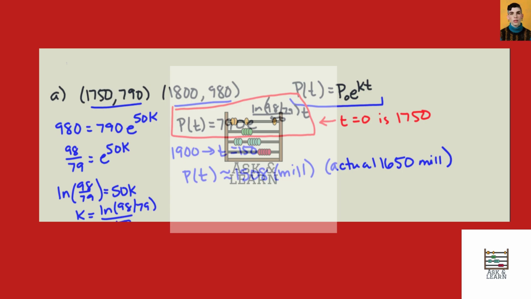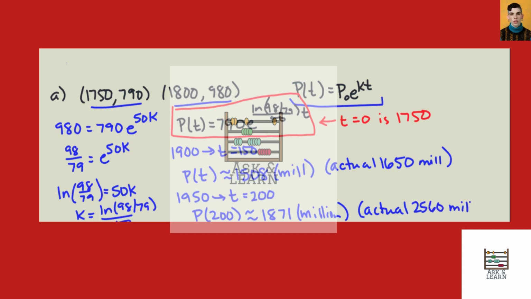Okay, we're going to do the same thing for the year 1950. So if it's 1950, then it has been 200 years since the year 1750. So we put 200 into our population model, and we get approximately 1871 million people. The actual value from the table was 2,560. So notice that both of the values we got from this model were lower than the actual values.